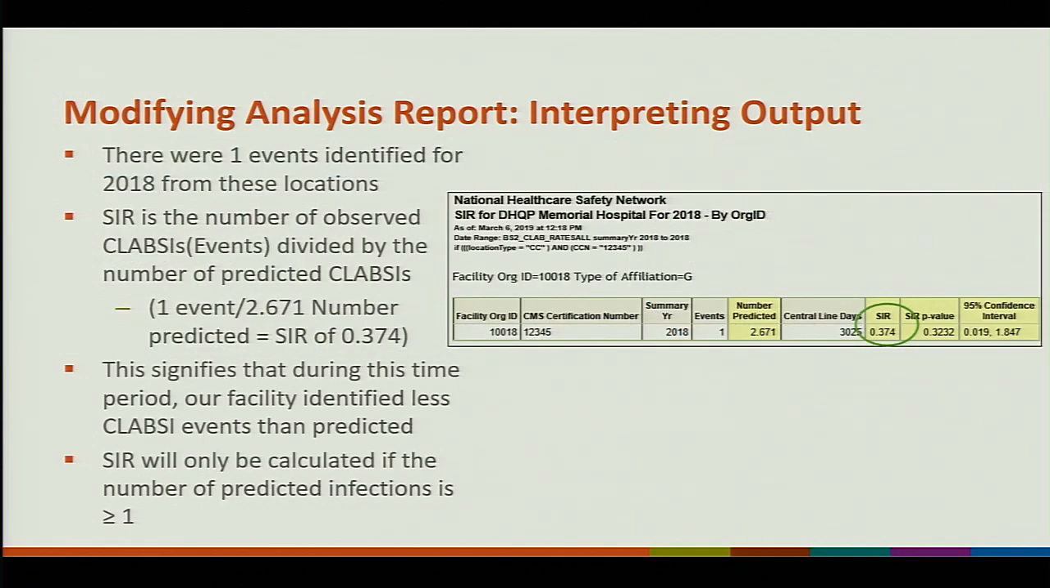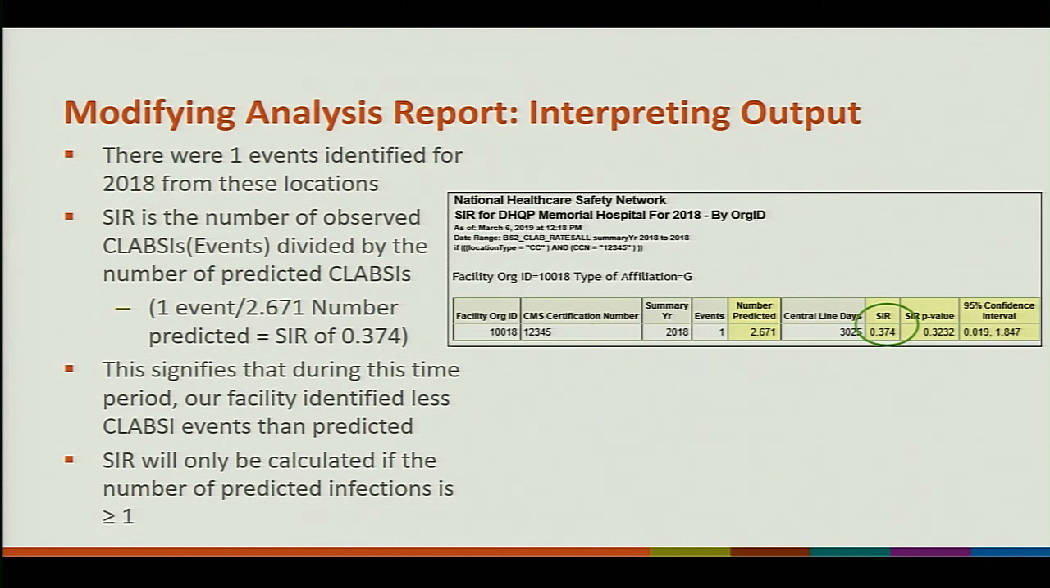All right, interpreting our output. Like I said, those numbers not in yellow are values that we're responsible for. So we identified one event from 2018 from these critical care locations. You'll see that with the events row. And the SIR is calculated with one event over the number of predicted. The number of predicted is something that NHSN calculates using your survey, your number of central line days, and the number of patient days you add in your summary record plans.